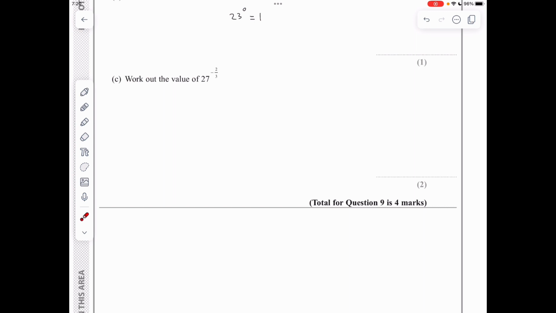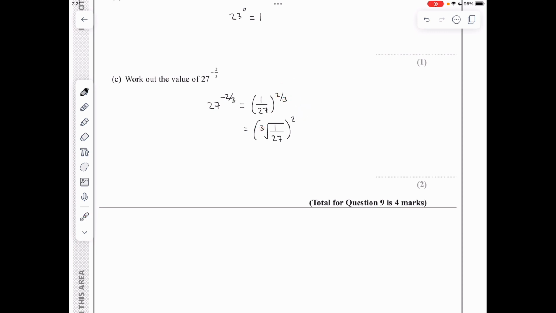In c, we need to work out the value of 27 to the minus 2 over 3, so we've got a negative fractional index. So I will start by writing 27 to the minus 2 over 3 as 1 over 27 to the power of 2 over 3. In other words, I consume the negative sign in the index by flipping the base. So 27 is written as 1 over 27. And then this is the third root of 1 over 27 raised to the power of 2. So in other words, the denominator became the root and the 2 is here.